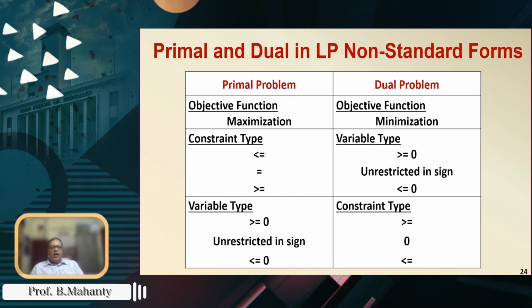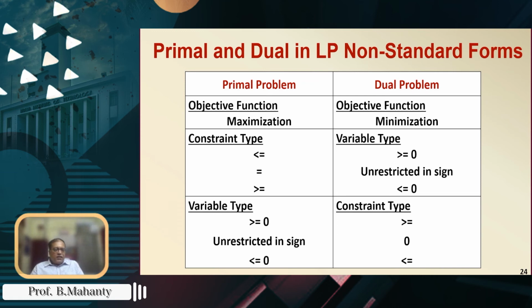Right. So now here is the other formulation, a more general formulation. So they are in non-standard form. Suppose the primal is maximization and the constant type is equal to, then dual variable will be unrestricted in sign in a minimization problem. If the primal constant is greater than equal to, the dual variable would be less than equal to 0 in a minimization problem. And in the variable type, if the variable type is greater than equal to 0 in a maximization problem, the dual constant type would be greater than equal to.